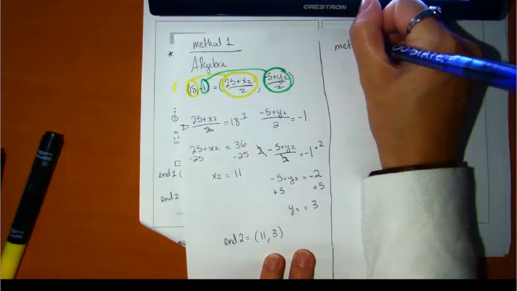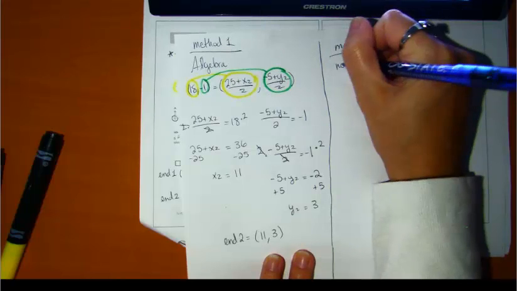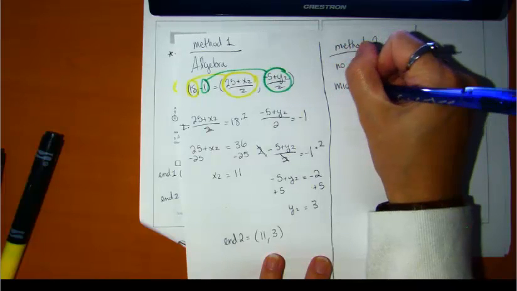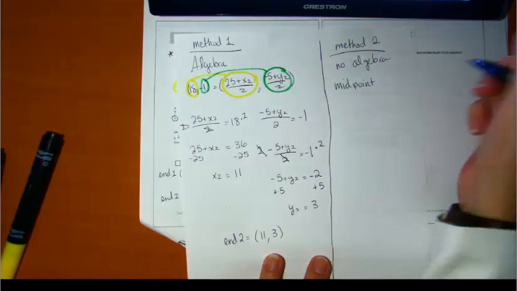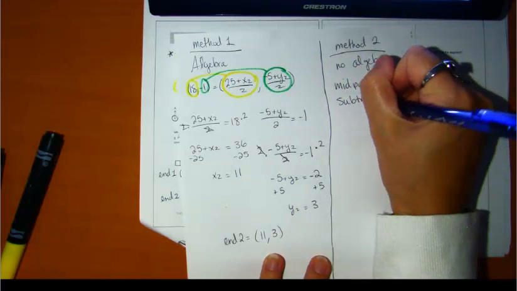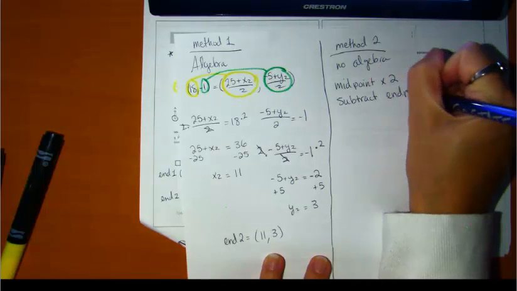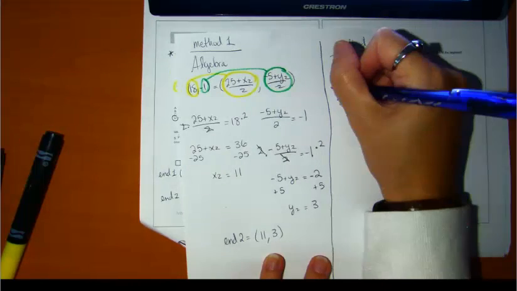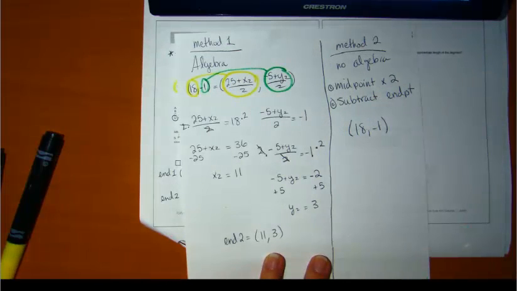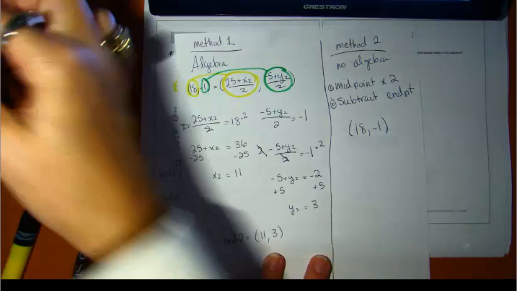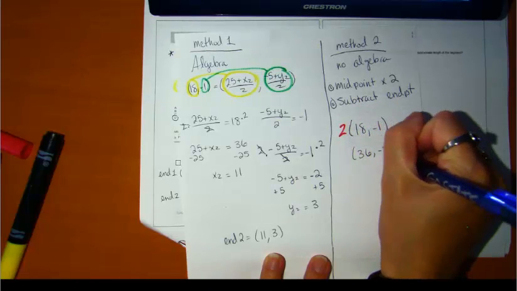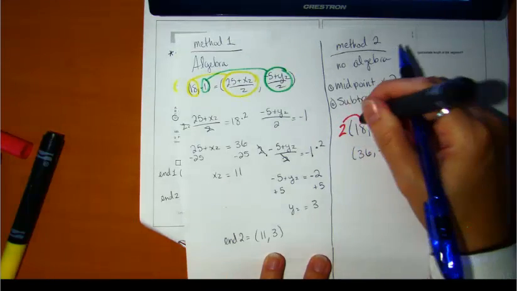And then method 2 is no algebra. We're going to take our midpoint, multiply it by 2, and then subtract the end point. So that's step 1 and step 2. My midpoint is 18, negative 1. I'm going to multiply that times 2, and I get 36, negative 2, because I multiply both of those.